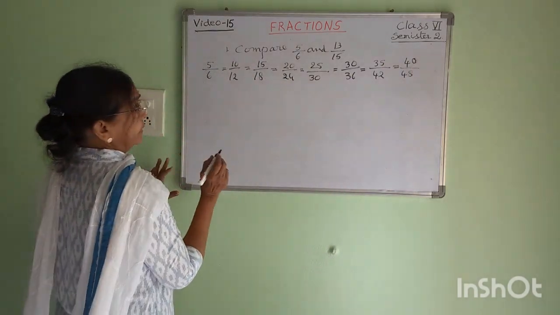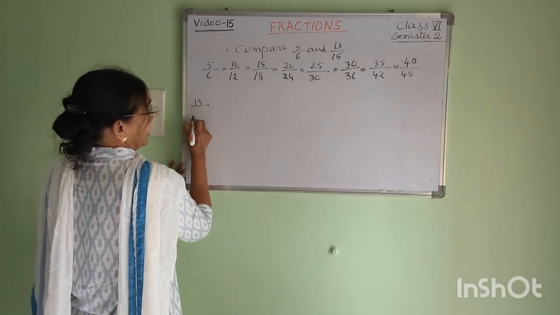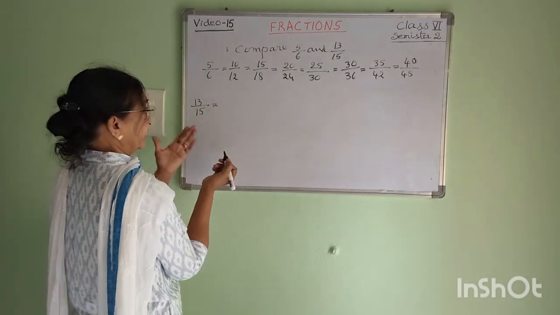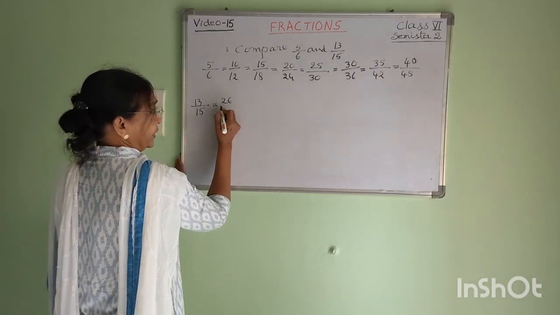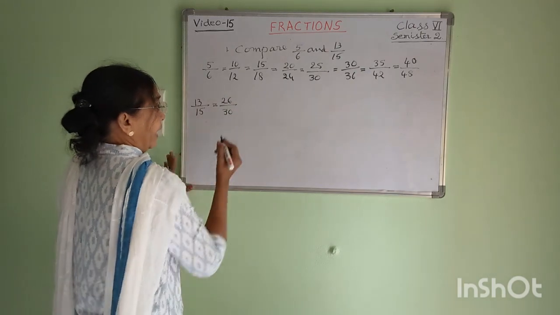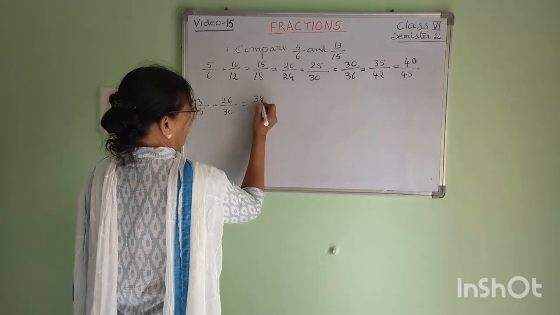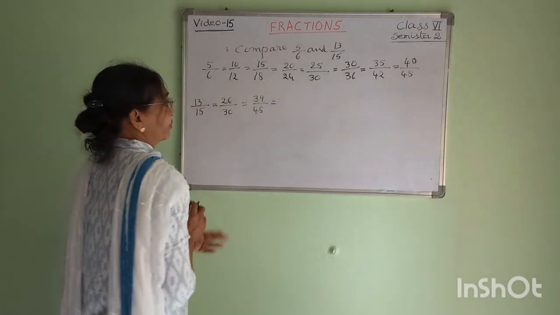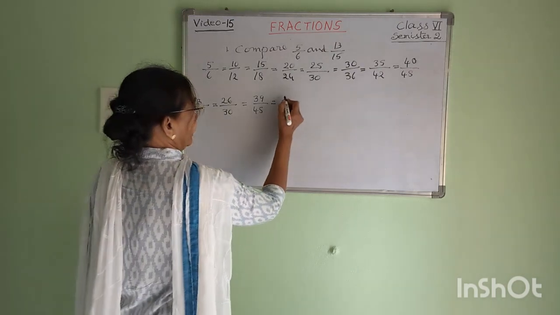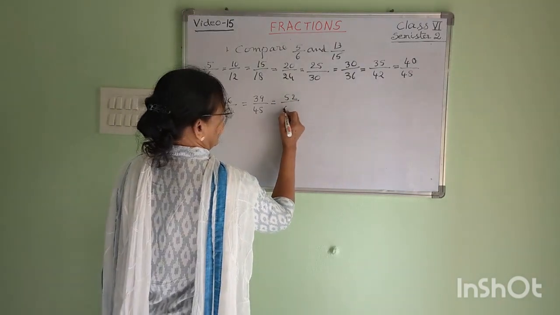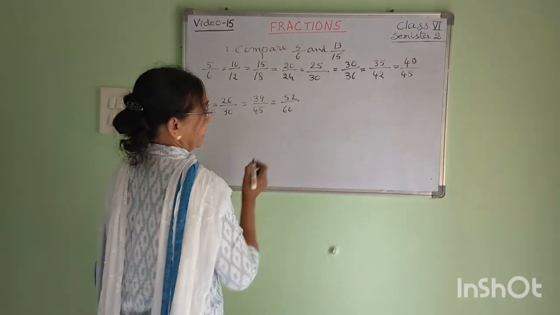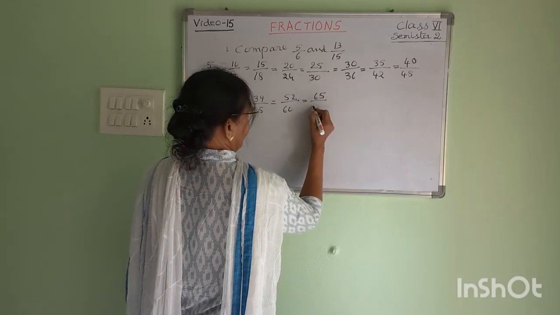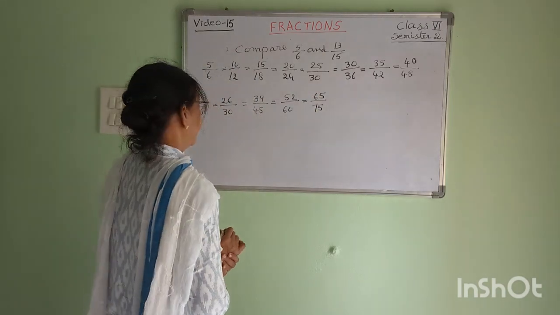Thus, similarly, writing the equivalent fractions of 13 by 15: first one 13 by 15, next multiplying by 2, 26 by 30, multiplying by 3, 39 by 45, multiplying by 4, 52 by 60. Next multiplying by 5, 65 by 75.